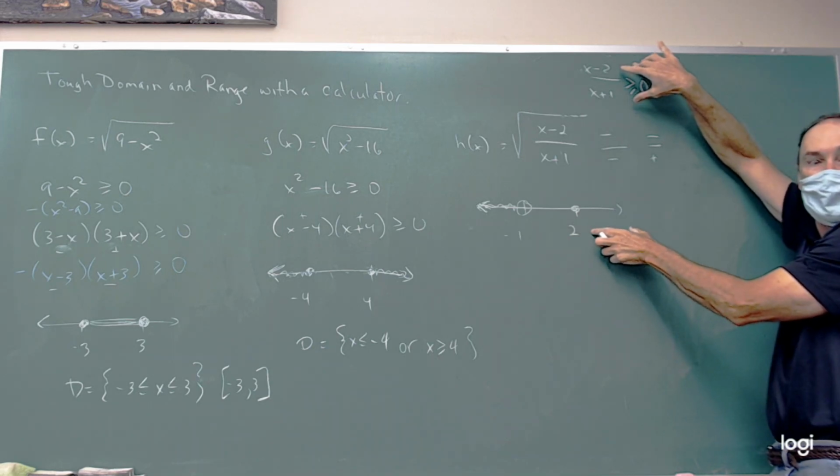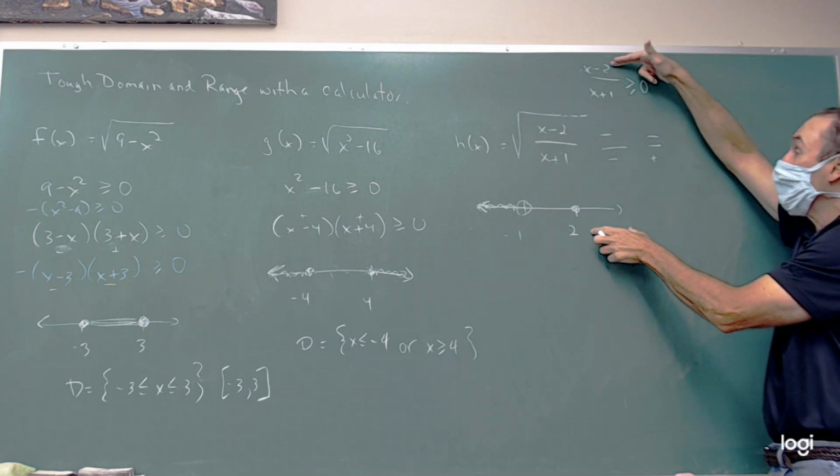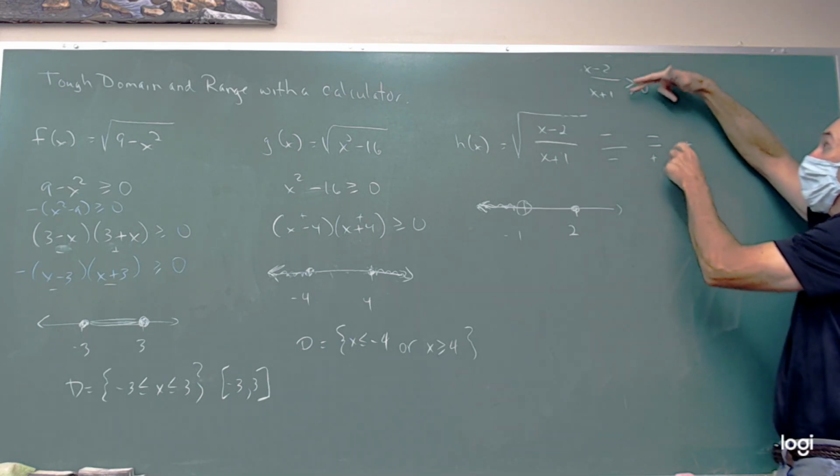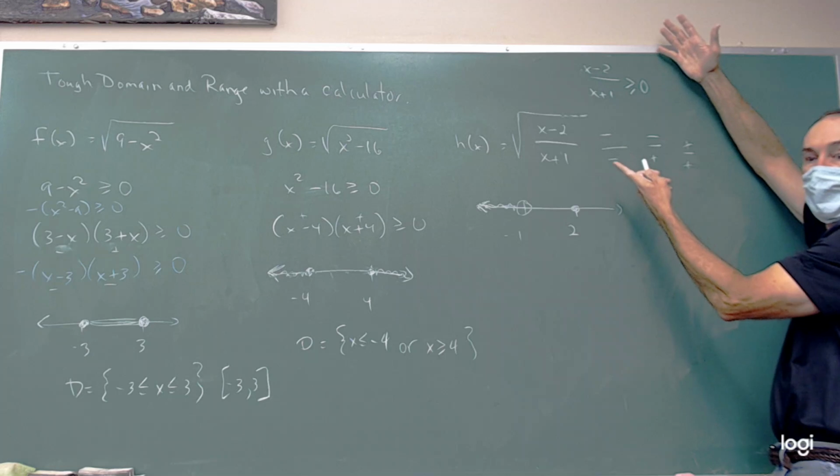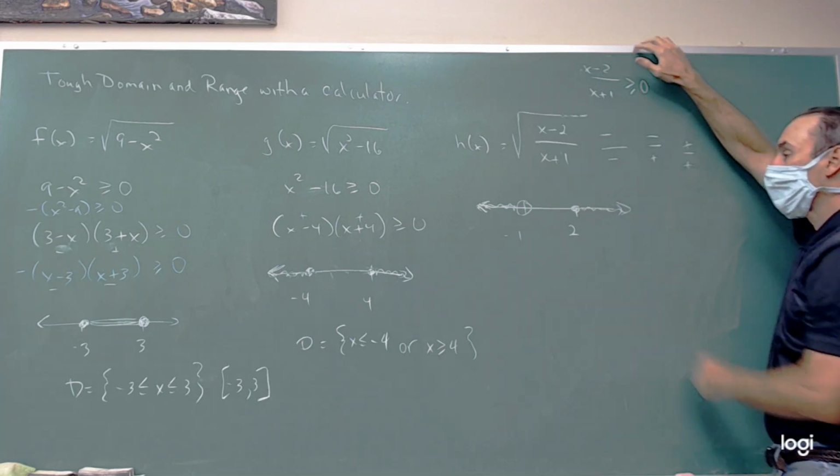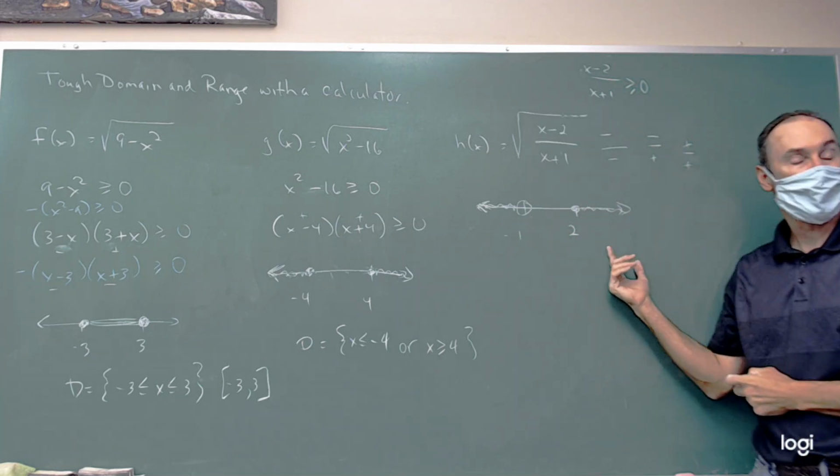Representative from the right-hand region. 3. So 3 minus 2 is? 3 plus 1 is? Positive over positive is positive. So there's going to be our representation of the domain.